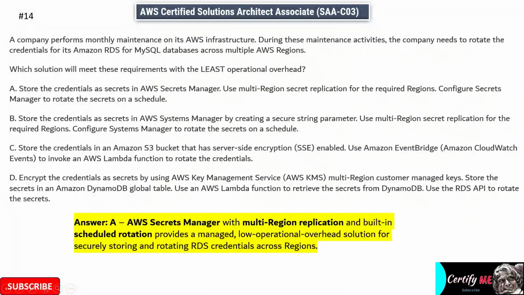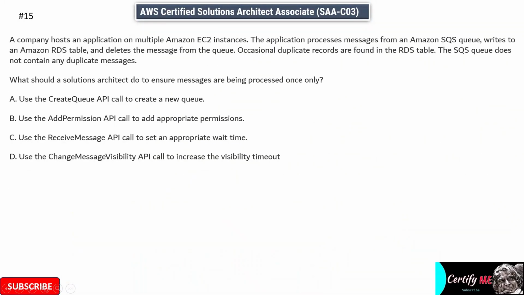The correct answer is option A. AWS Secrets Manager with multi-region replication and built-in scheduled rotation provides a managed, low operational overhead solution for securely storing and rotating RDS credentials across regions. Next question. A company hosts an application on multiple Amazon EC2 instances. The application processes messages from an Amazon SQS queue, writes to an Amazon RDS table, and deletes the messages from the queue.